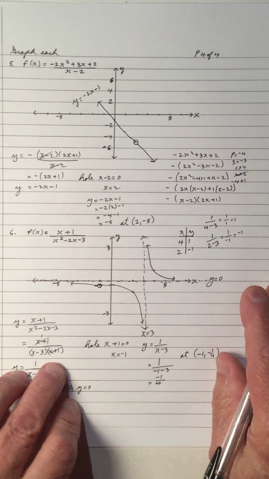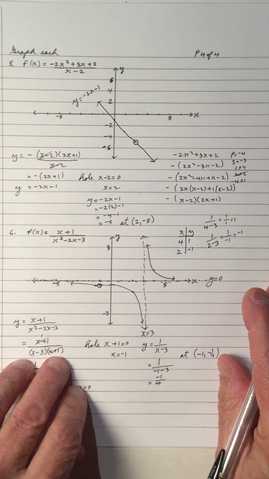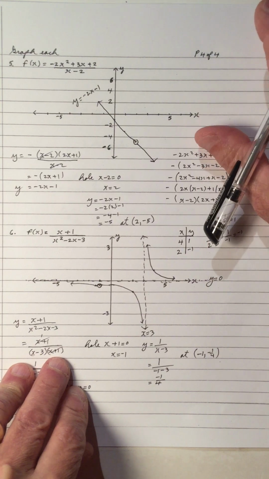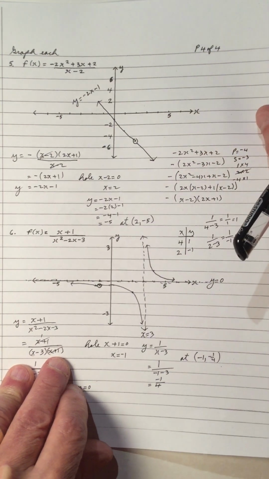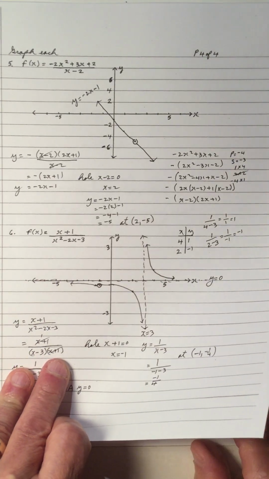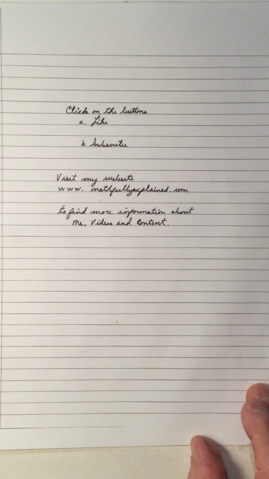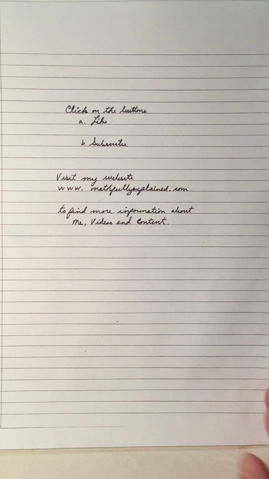So it's the same graph that we had before in previous videos, but I just wanted to illustrate that when there's a common factor, you take it out. But when you take out that common factor in this rational function, then you have a hole in it. So that brings us to the end of this video on the common factor that we remove, creating a hole in the graph.